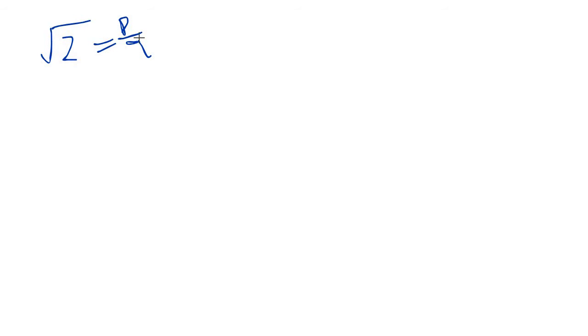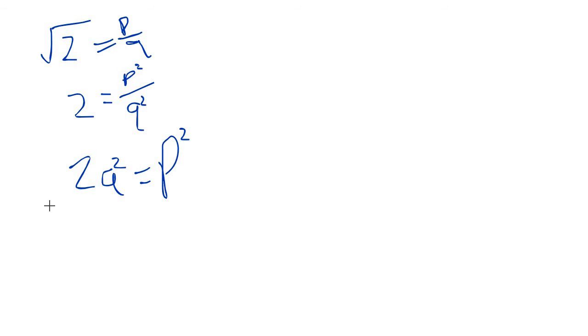We're just going to do what we normally do when we're solving for a variable. We're first going to square both sides because we want to get rid of the square root. So we get 2 equals p squared over q squared. And then we multiply by q squared, and we get that 2q squared equals p squared.